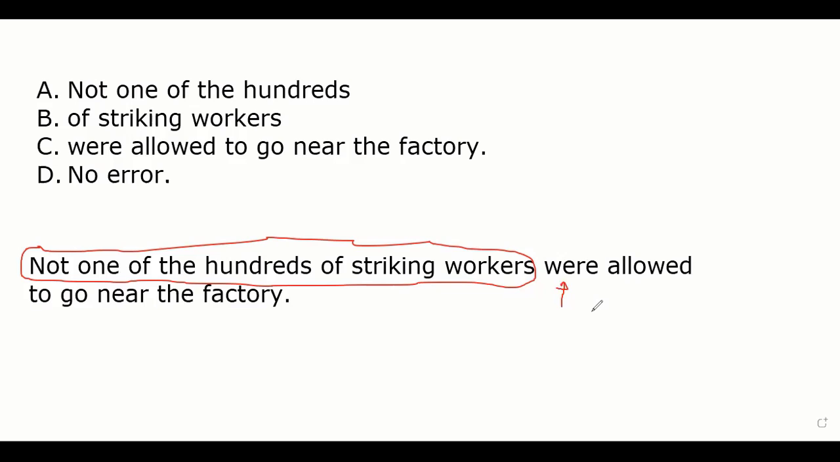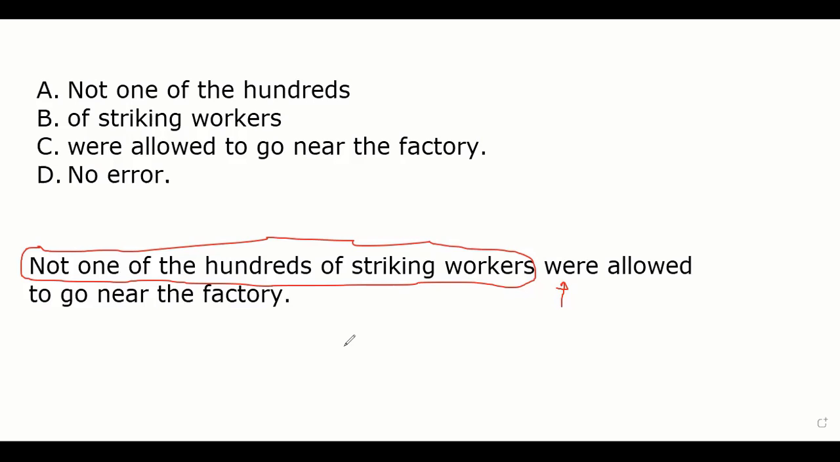Shania, which part? Moksha? Looks like we got disconnected, guys. Let people come in. Achintya, still thinking? No, sir. I think it should be none of the hundreds of striking workers was allowed to go near the factory.